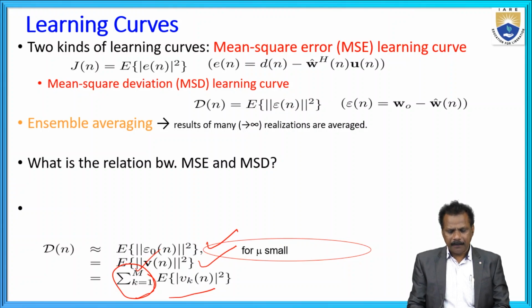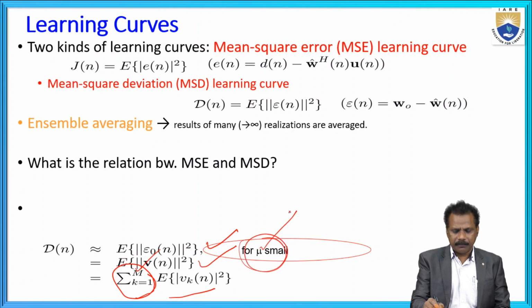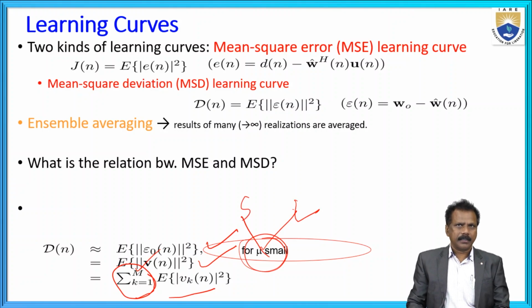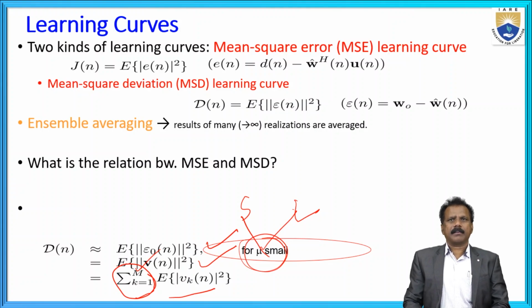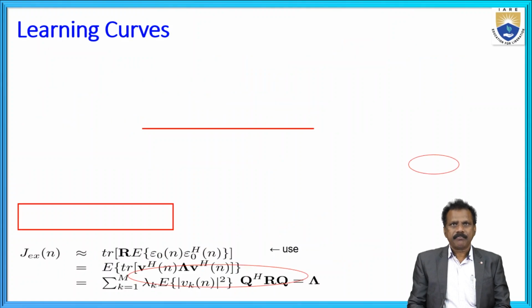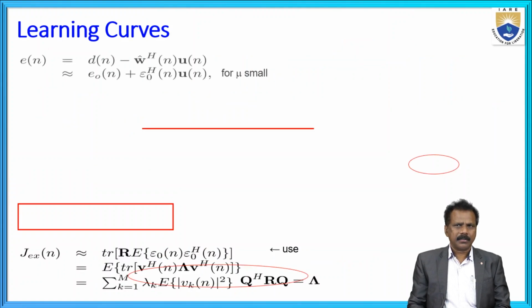If you go on using different mu values, mu small or mu large, what happens when mu is equal to small? The learning curves will be reflected like this. Two kinds of learning curves: the mean square error learning curve, or maybe the mean square deviation MSD learning curve. It is affected like this. After that, try to decide MSE versus MSD. So learning curves are based on this analysis.